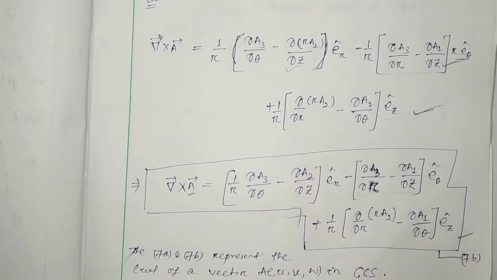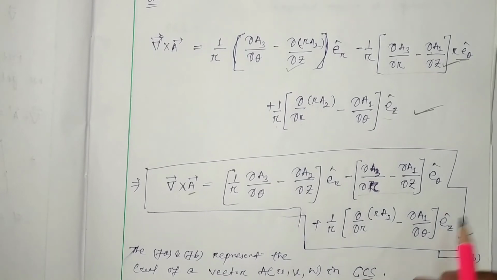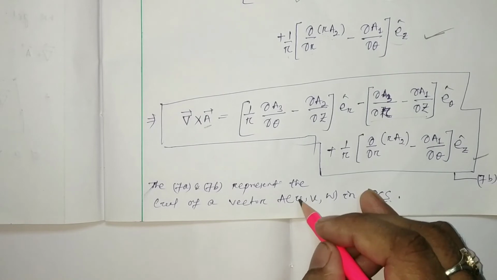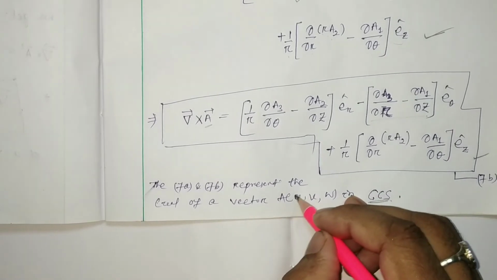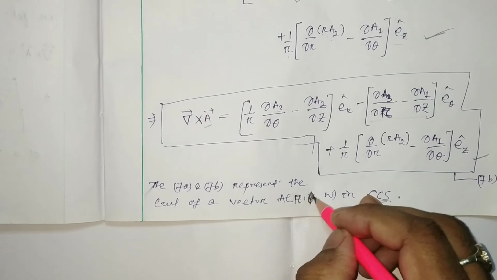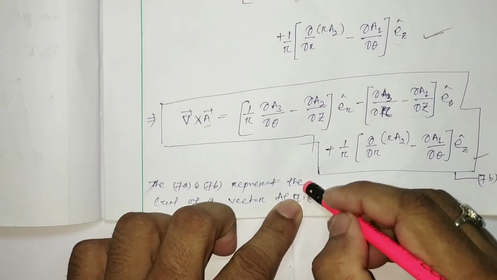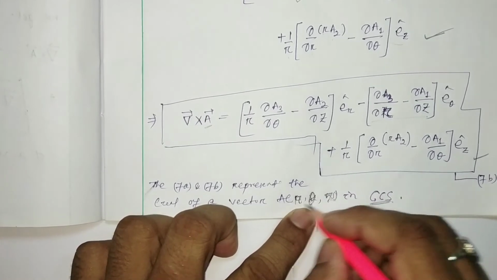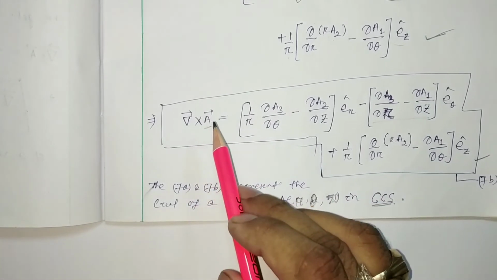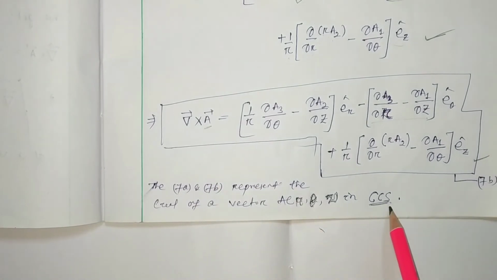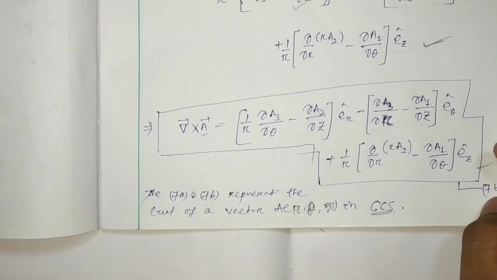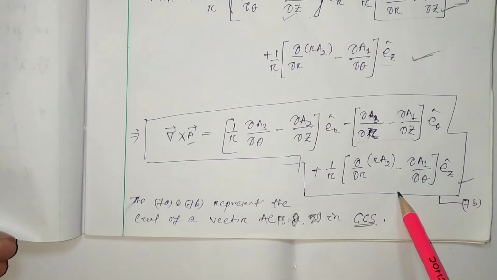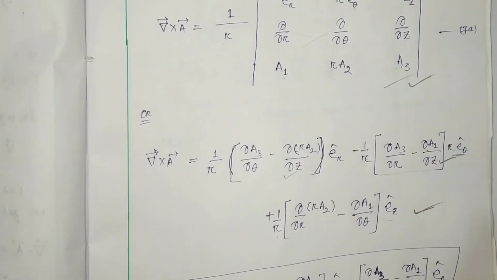So the curl in CCS, cylindrical coordinate system, of a vector function A means this, with r, theta and z. Correct it in your note, because here the A is in your CCS, since it is transformed. Either you can write this one or this one or this one. I suggest you remember it in this matrix format. It is more than sufficient.